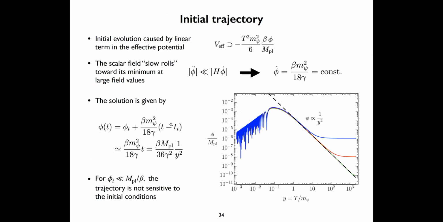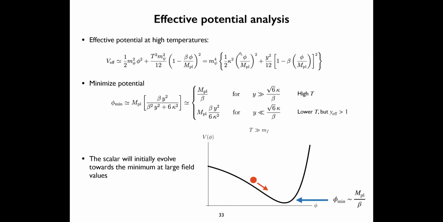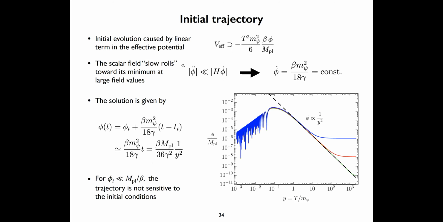And now we can also try to understand the initial evolution, this initial trajectory. We can understand that by essentially noticing that at very high temperatures, the dominant piece of the potential is just this slope, this linear slope that goes like T squared, okay? To see where that comes from, if you look at this term, you'll have a cross term, and so you get this slope.